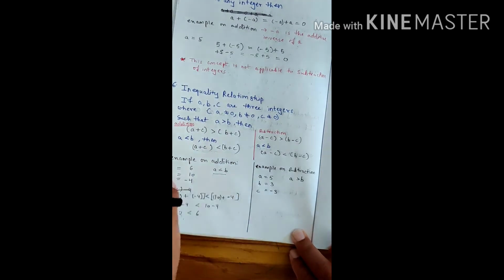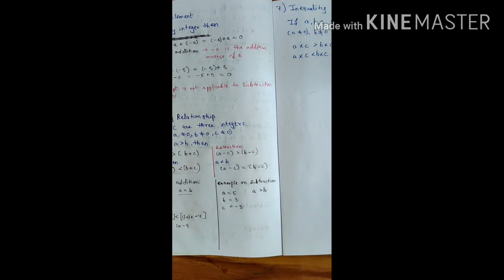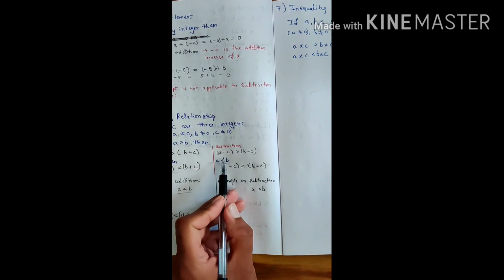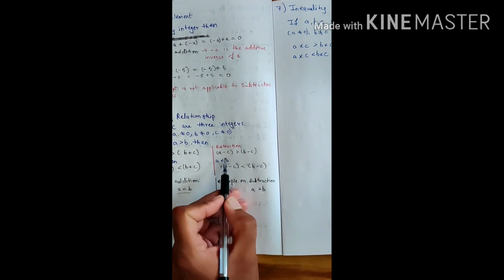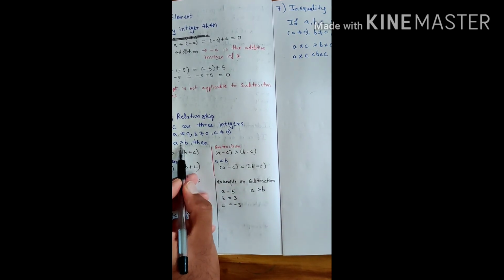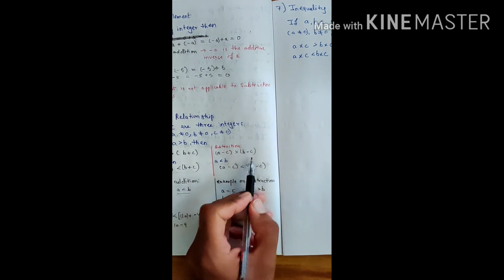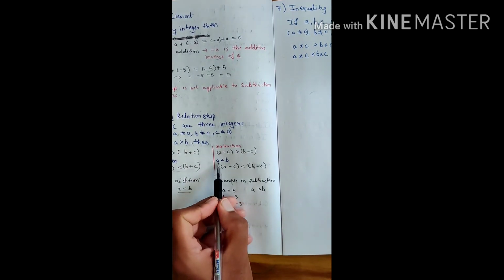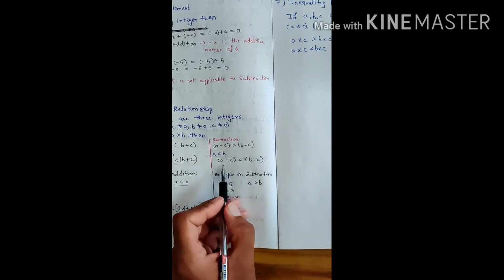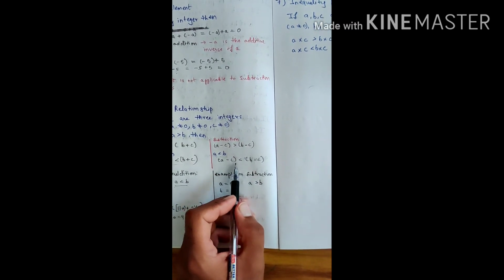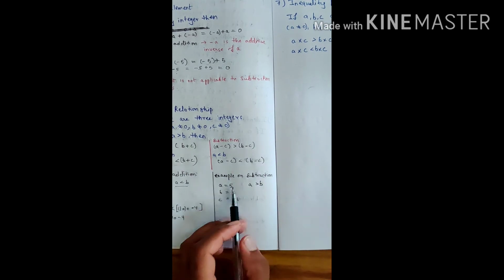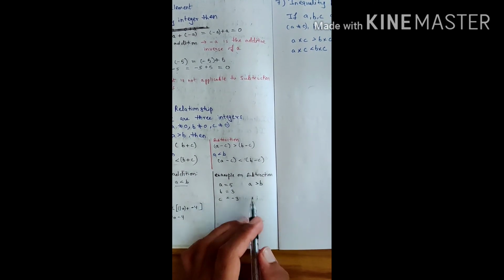Coming on to the subtraction part now. What happens in subtraction? So in subtraction, first of all we'll see a is greater than b, then we use a minus c is greater than b minus c. When it comes to a is less than b, then we have the condition a minus c less than b minus c. Now let us see an example on subtraction.